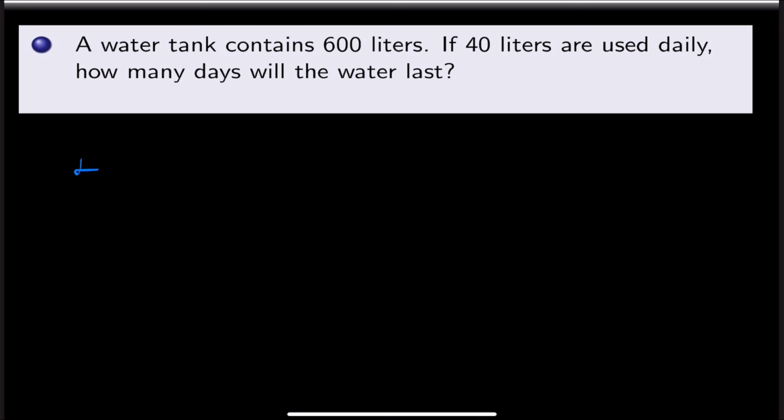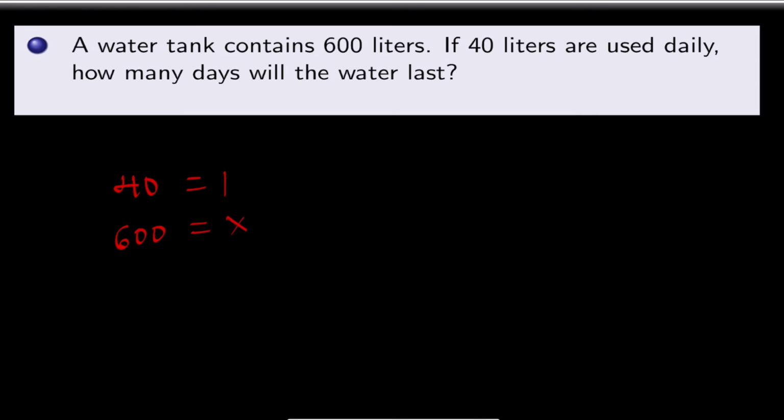So now we are going to have 40 liters is equal to 1 day. Then 600 liters will be equal to x days, right? So now from the question we know that 40 is to 1, then 600 will be equal to x. So now let's find x. So now we cross multiply. So we are going to have 40x is equal to 600 multiplying 1.